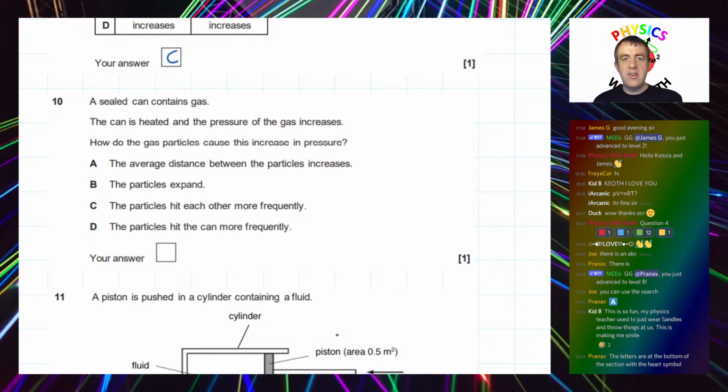So then the next question. The sealed can contains gas. The can is heated and the pressure of the can increases. How do the particles cause the pressure to increase? So make a decision, but don't vote yet. And I will attempt this again, this time with the letters A, B, C, or D. Shall we see what happens?